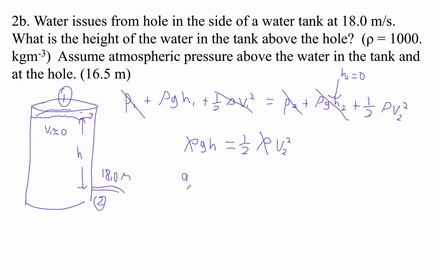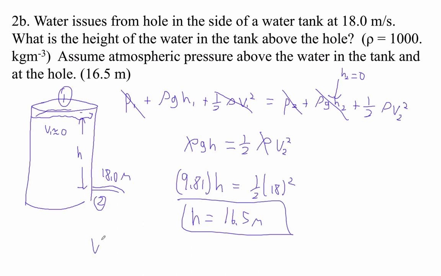So 9.81 times the height is 1/2 times 18 squared. We can do this. 0.5 times 18 squared divided by 9.81 is 16.5 meters. Ta-da, right? This is, of course, Torricelli's theorem.